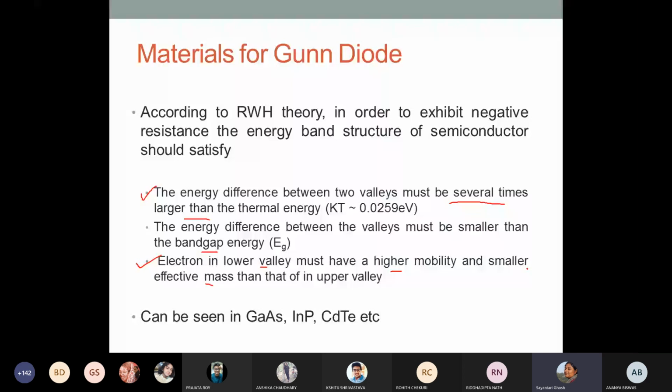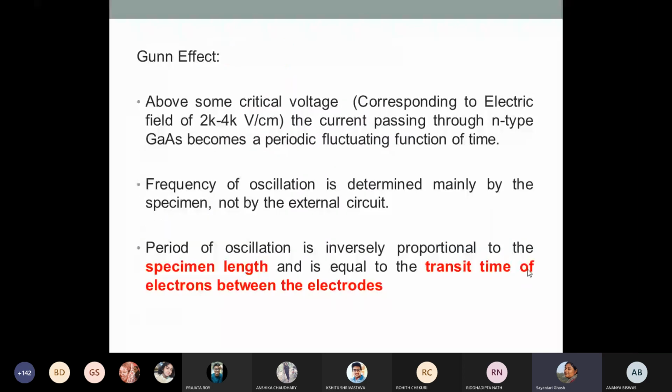So now let us see what the Gunn effect is. The Gunn effect is basically that when you have such a material like n-type gallium arsenide, and put it through a really high electric field, that is, you are applying quite high energy, right? You need energy to make these electrons move to the upper valley. Then at some critical value of voltage, suddenly some oscillations in the current start occurring.